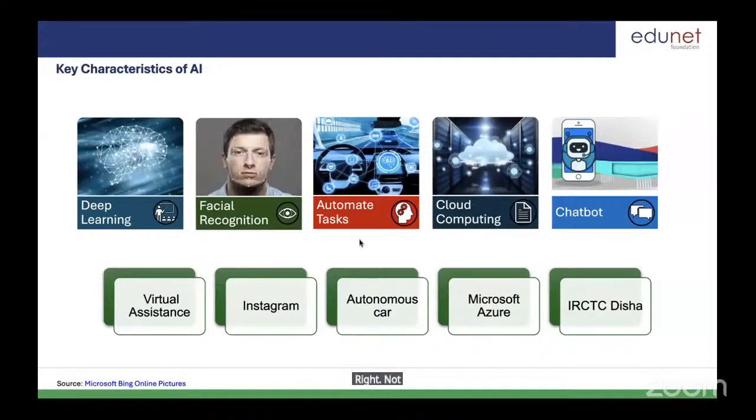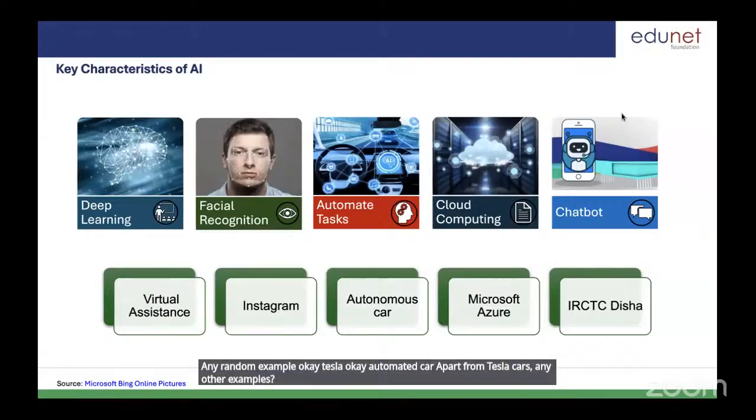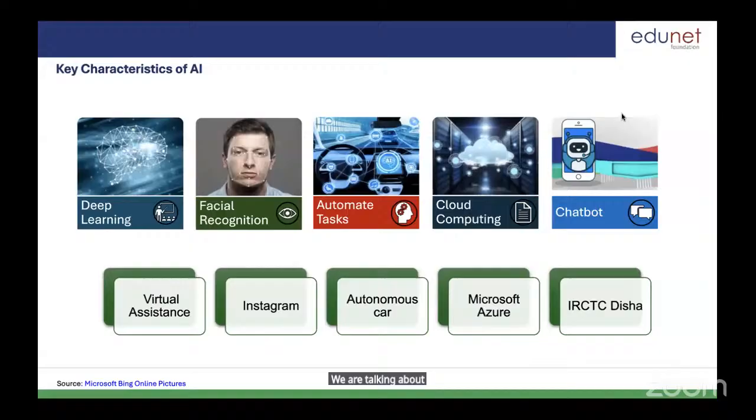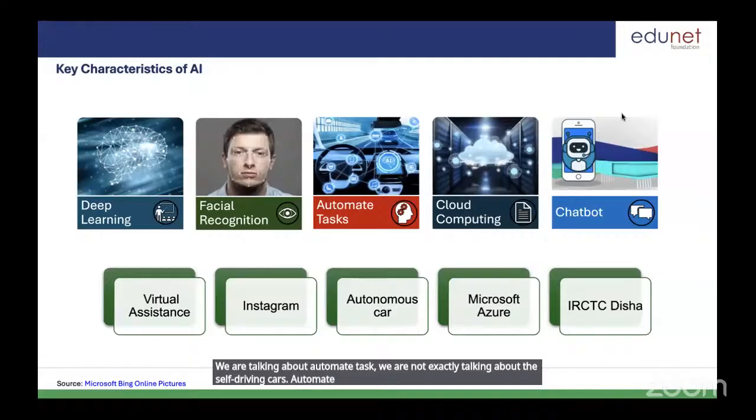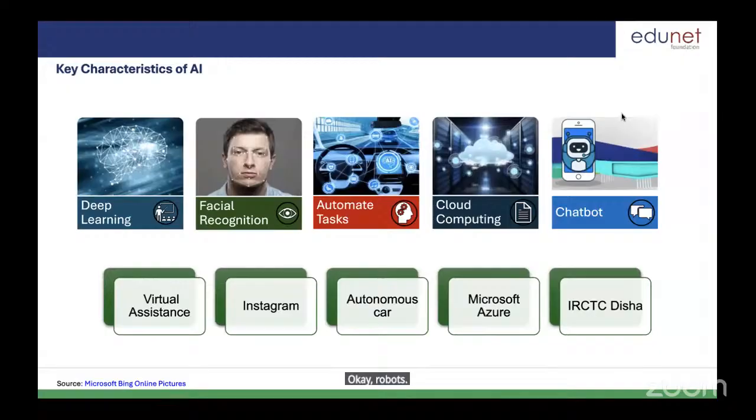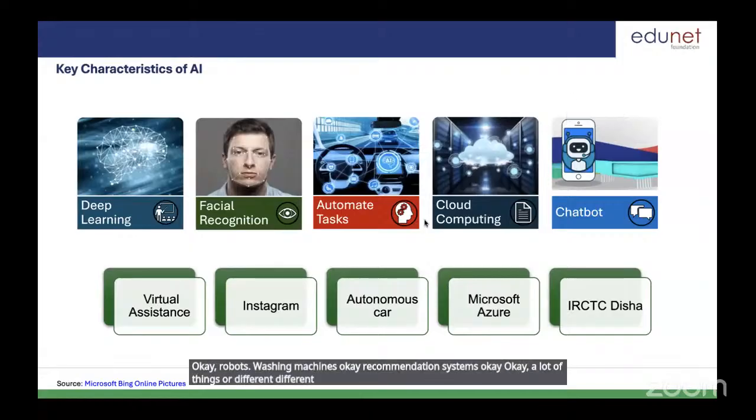Not only that, automate task, right? So can you give me a few examples related to automate task? Any random example? Okay, Tesla, automated car. Apart from Tesla cars, any other examples? We are talking about automate task. We are not exactly talking about self-driving cars. Automate task can be anything, right? Okay, robots, washing machines, recommendation systems. A lot of different examples are coming up, right? Then we have cloud computing, we have the chatbot, etc.